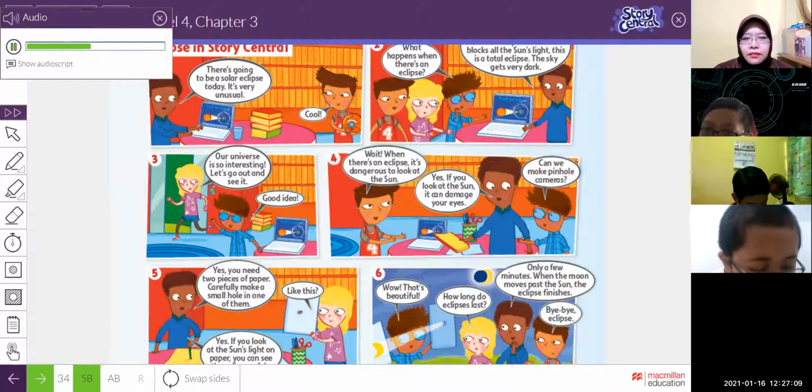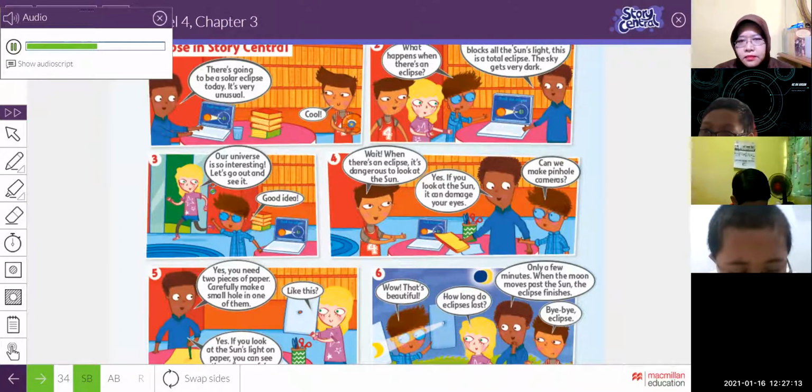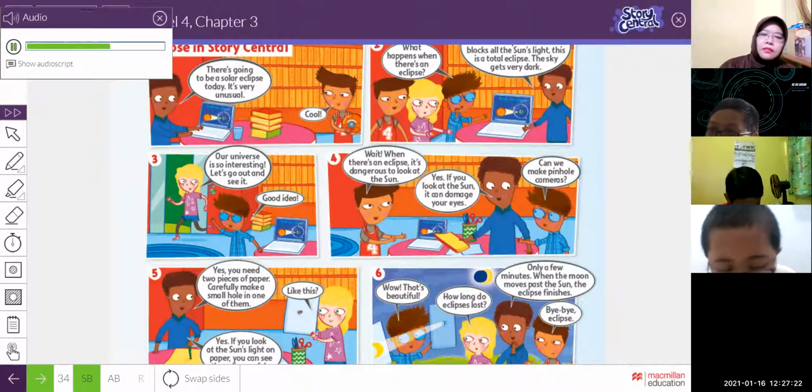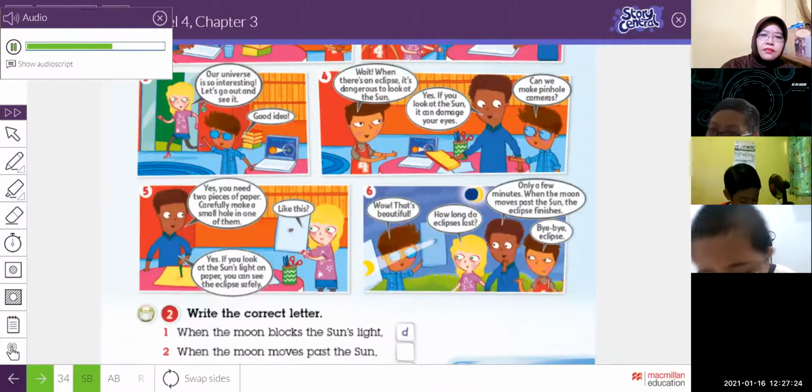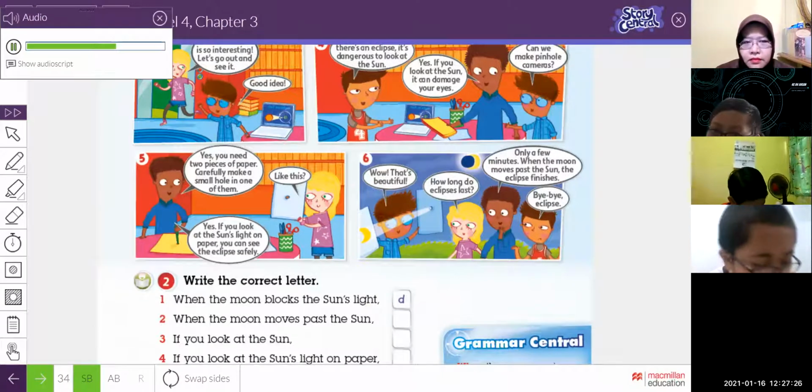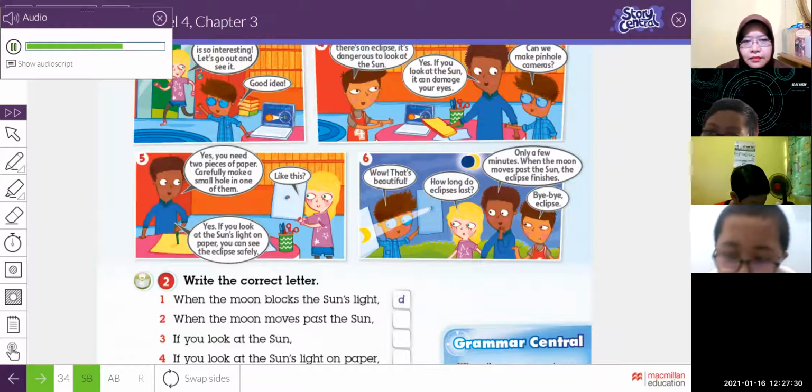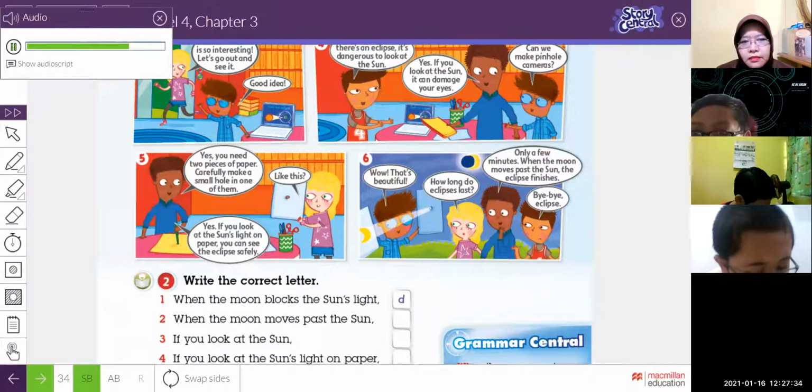Good idea. Wait, when there's an eclipse, it's dangerous to look at the sun. Yes, if you look at the sun, it can damage your eyes. Can we make pinhole cameras? Yes, you need 2 pieces of paper. Carefully make a small hole in one of them. Like this? Yes. If you look at the sun's light on paper, you can see the eclipse safely.